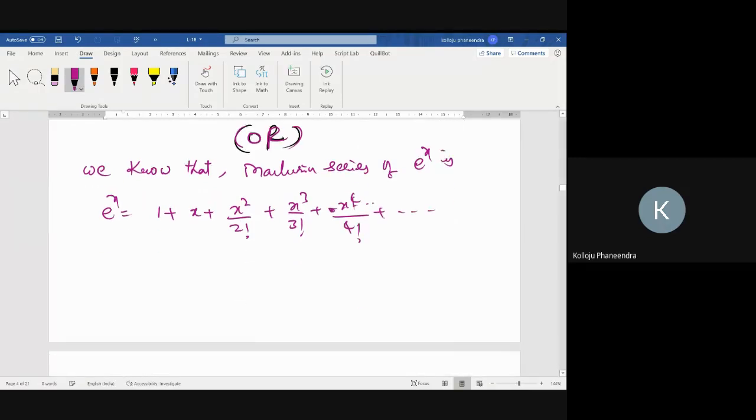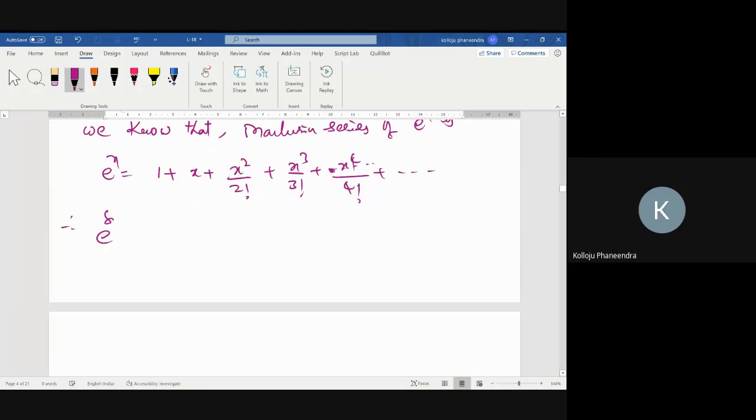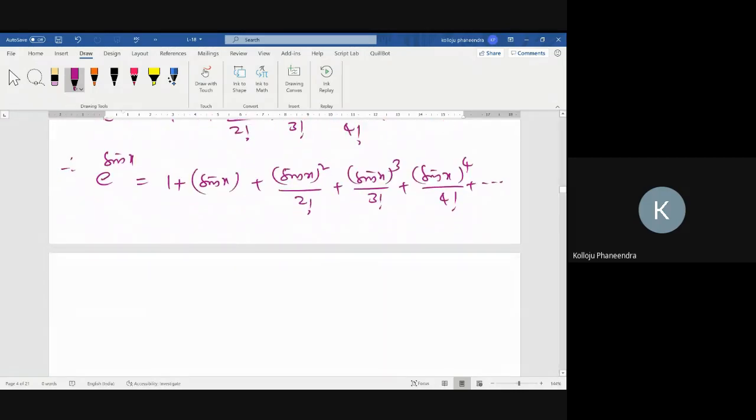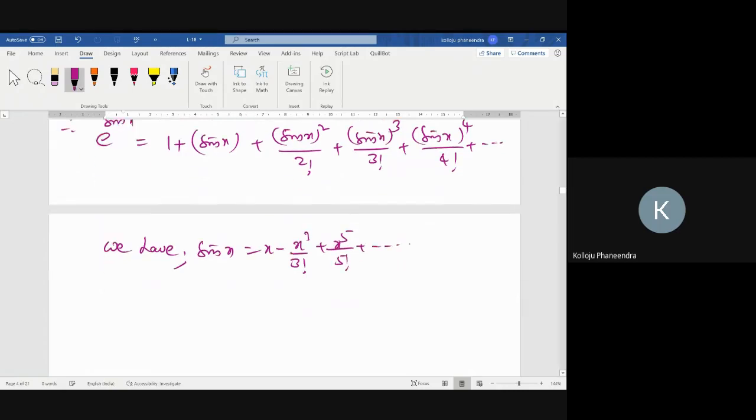Right? But what is my function given as? Therefore, the e power sin x expansion becomes what? In place of x, you write sin x. Sin x whole square by factorial 2, sin x whole cube by factorial 3, sin x whole power 4 by factorial 4 and so on. Now, you know the sin x expansion: x minus x cube by factorial 3, x power 5 by factorial 5, and so on. So substitute here.